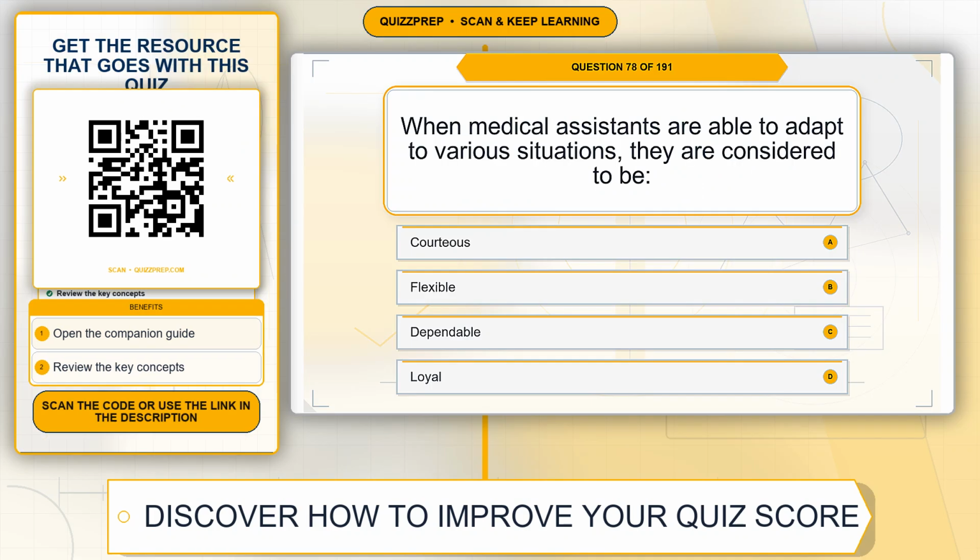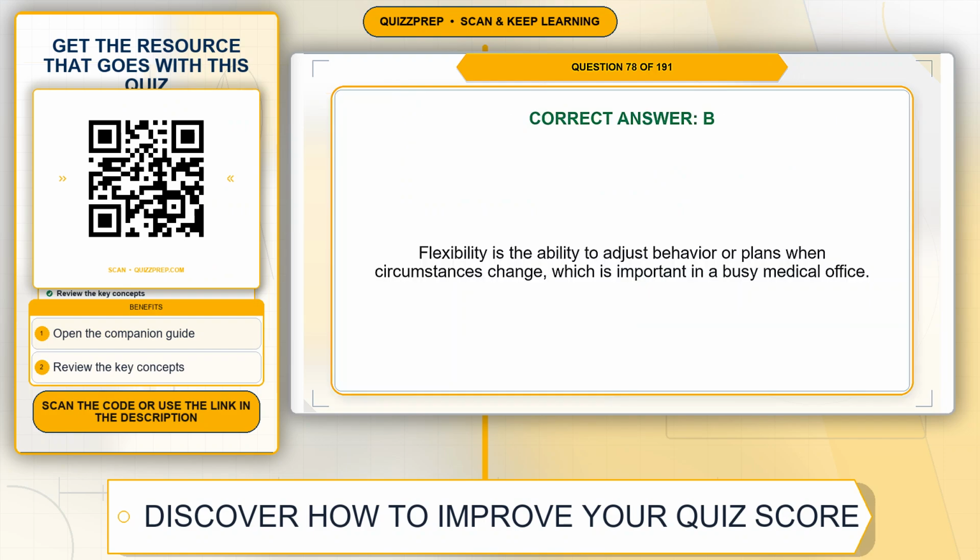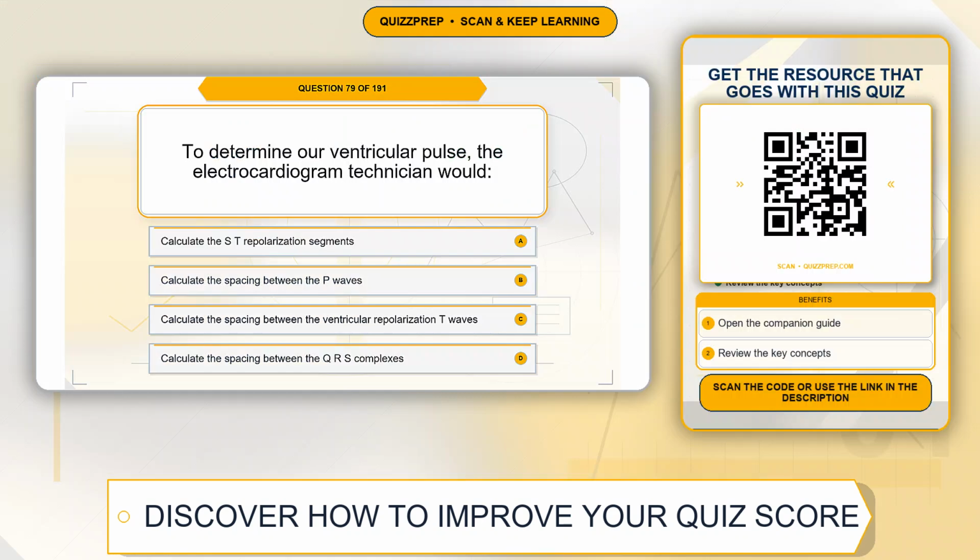Question 78. When medical assistants are able to adapt to various situations, they are considered to be: Option A, courteous. Option B, flexible. Option C, dependable. Option D, loyal. The correct answer is option B, flexible. Explanation. Flexibility is the ability to adjust behavior or plans when circumstances change, which is important in a busy medical office. Question 79. To determine our ventricular pulse, the electrocardiogram technician would: Option A, calculate the ST repolarization segments.